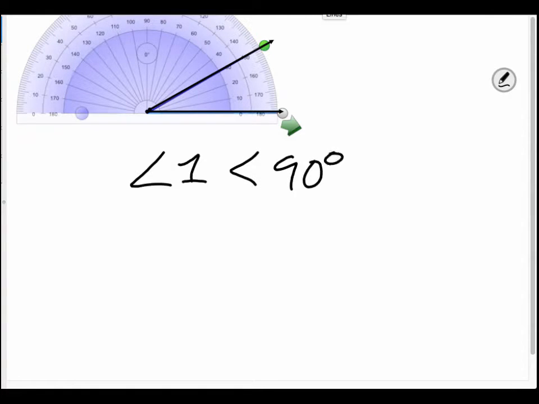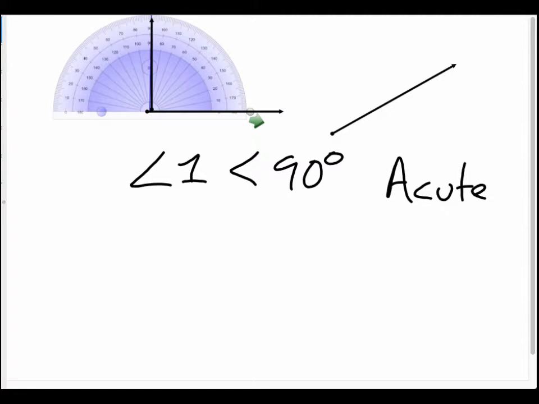So if I have an angle, and we'll call it angle 1, and angle 1 is less than 90 degrees, that has a special name. We would call that an acute angle. Then I would say angle 2 is equal to 90 degrees. What kind of angle will we call that? A right angle.